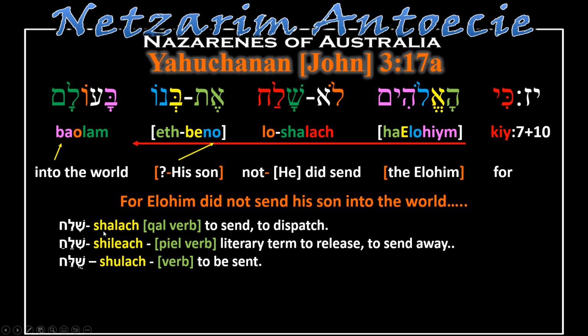This root word here is shalach, meaning to send, to dispatch. So you could also say not he sent, right? Or he did send. Et grammar marker, beno, meaning his son. Again, the O at the end is his. Ba'olam. Ba can be in or into the world. And I've also given you shileach, which is a piel verb, a literary term meaning to release, to send away. And shulach is a verb to be sent. It's like a completed action, right?